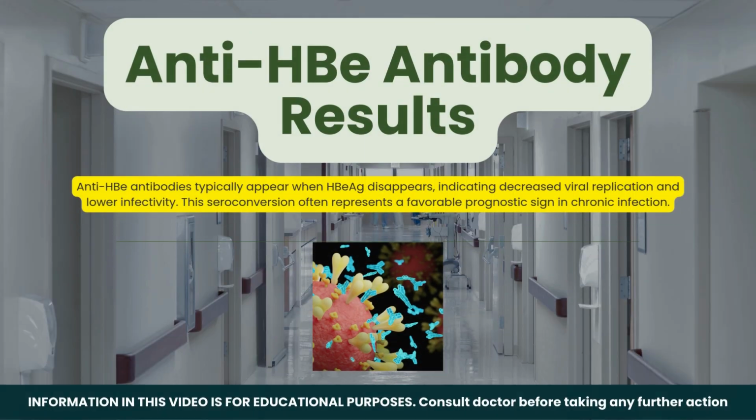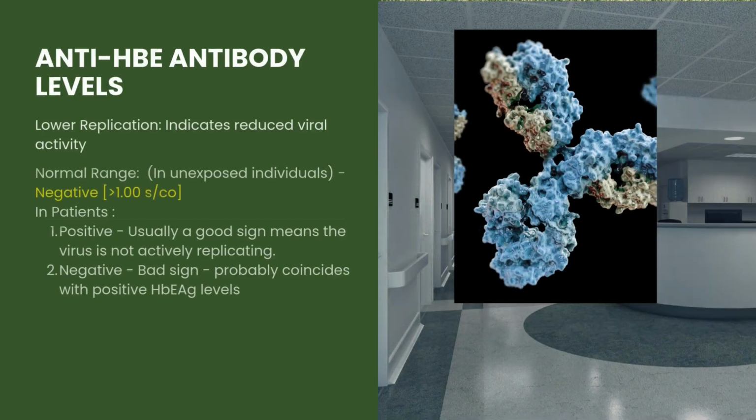Now let's look at the anti-hepatitis B envelope antibodies. These are the ones that appear when the hepatitis B envelope antigen disappears. It indicates that the body is combating the virus and reducing its replication. Seroconversion, that means this antibody becoming positive, is usually a good sign in people who have a chronic hepatitis B infection. Now, what are the normal ranges?